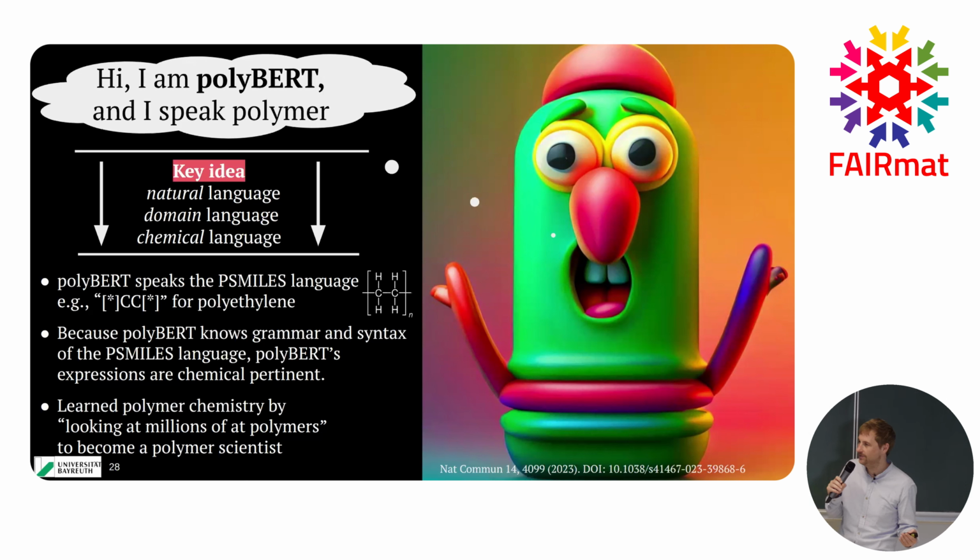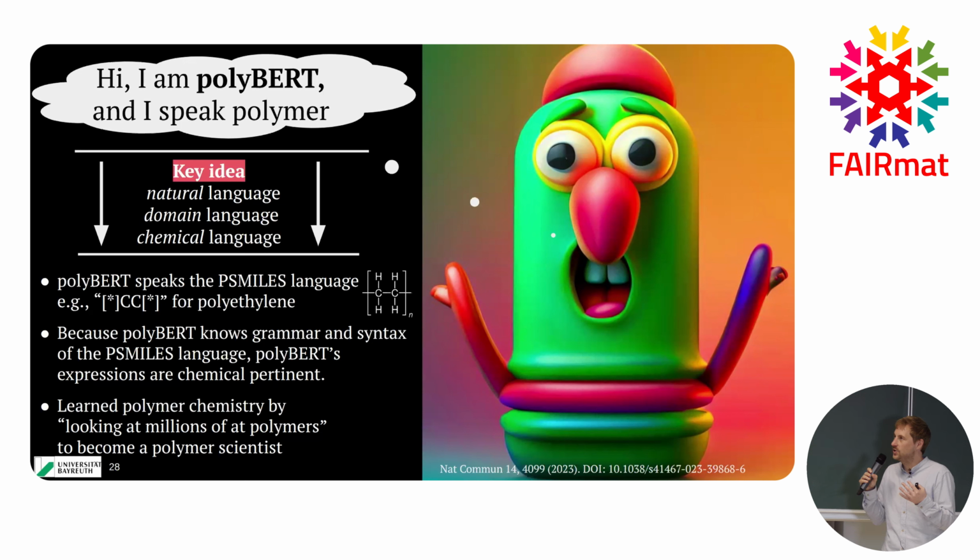So we have trained it by looking at chemistry examples. I've created a data set of 100 million hypothetical polymers, and then Polybird has looked at all these examples 100 million times, and by this has learned chemistry. So it knows that certain chemical structures are valid or invalid. We can call it the grammar or the syntax of this polymer language, and it has learned about this, right?